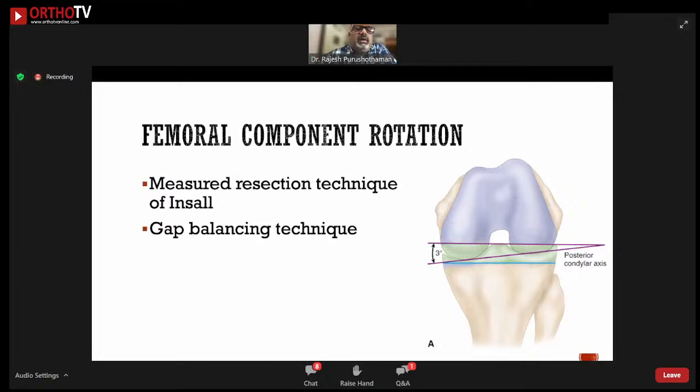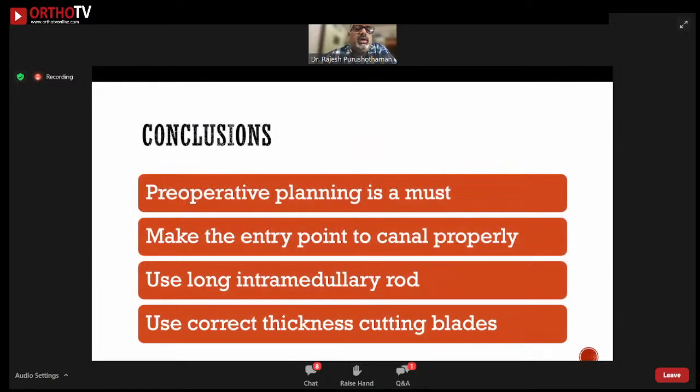That will be dealt with in the next lecture by Dr. Vijay Mohan. In conclusion, you have to do preoperative planning and see where your entry point for the distal femoral jig rod is. You have to make sure that the entry point is made correctly, and you have to use a long intramedullary rod of the correct thickness. Then you have to make sure that the alignment in all three planes is adequate. Only then will you be able to achieve a balanced total knee arthroplasty. Thank you very much.